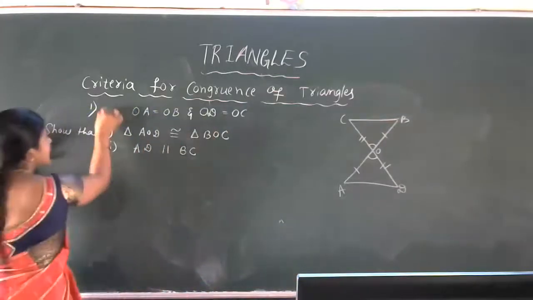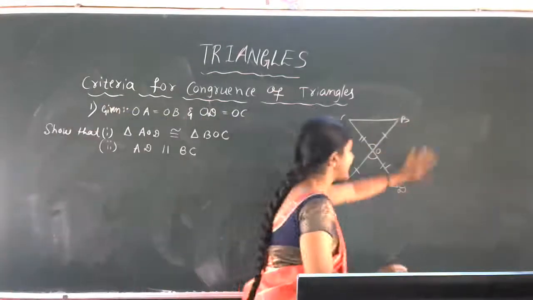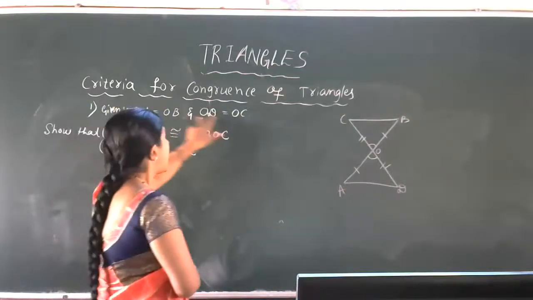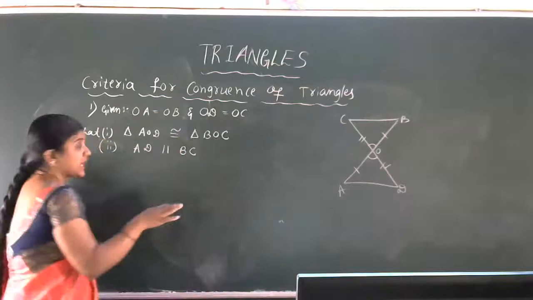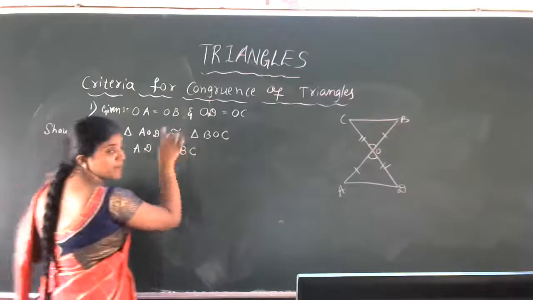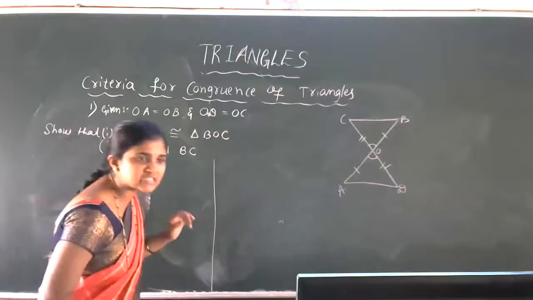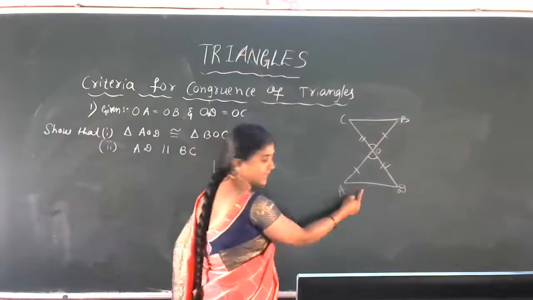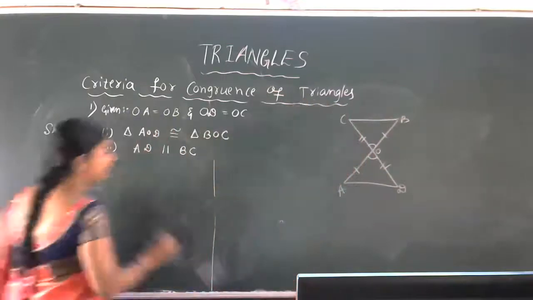What is given actually? The diagram is given, students. In that diagram, the condition is that OA is equal to OB and OD is equal to OC. They have given it already in the problem. So using that data, we have to show that triangle AOD is congruent to triangle BOC and AD is parallel to BC. Shall we start the problem now? Which is the first target? Triangle AOD congruent to triangle BOC. Let us try for the congruency.